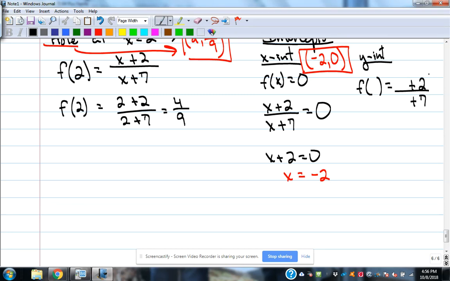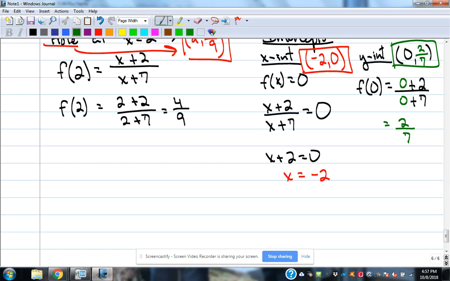Yeah, what value of x on a y-intercept? What's the value of x on every y-intercept that ever existed? 0. So we're going to plug a 0 in for x. 2 plus 0 is 2. 0 plus 7, 7. So it's 2/7. So we have the x-intercept at (-2, 0), and a y-intercept at (0, 2/7).